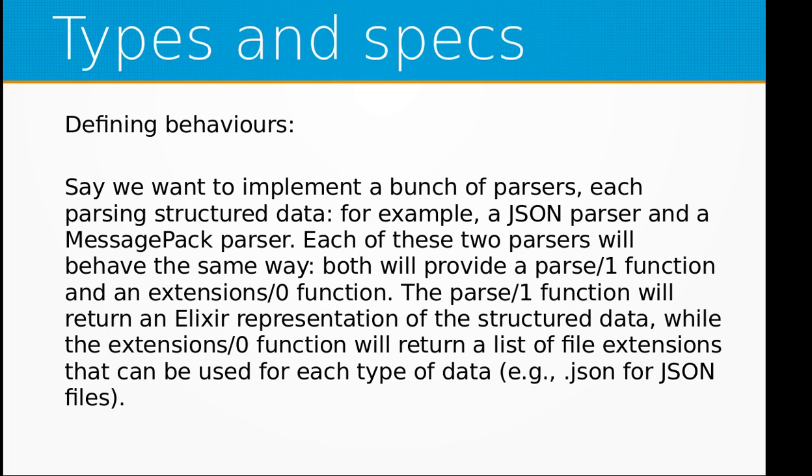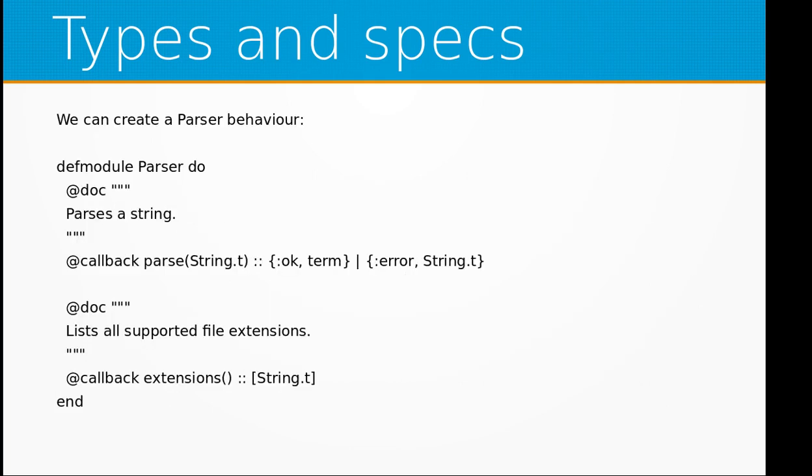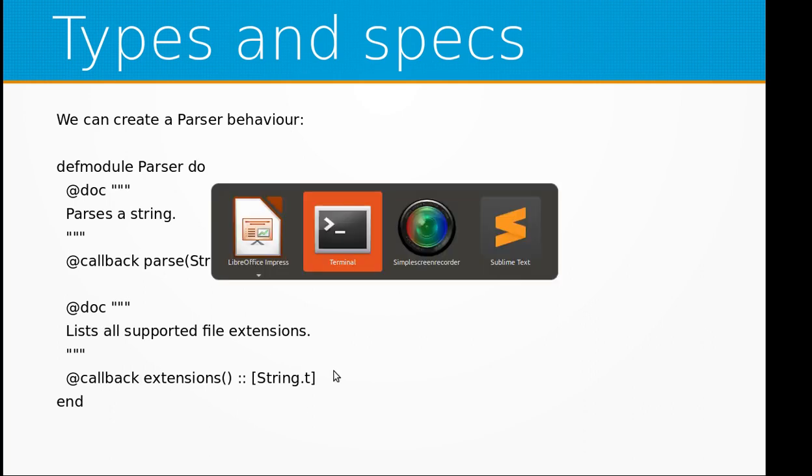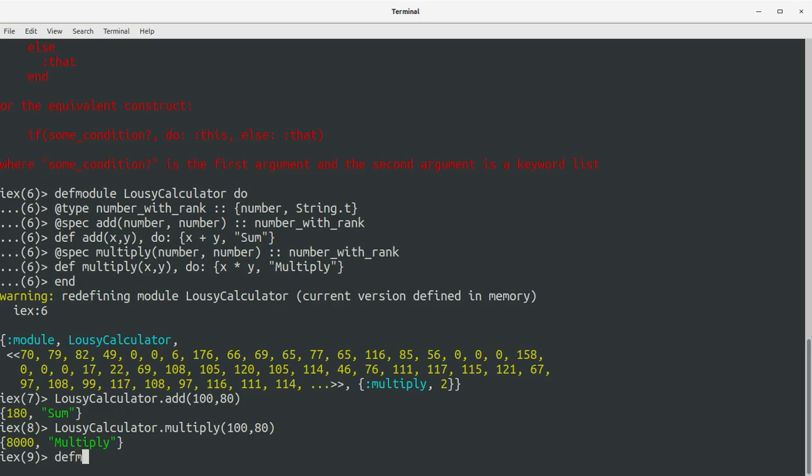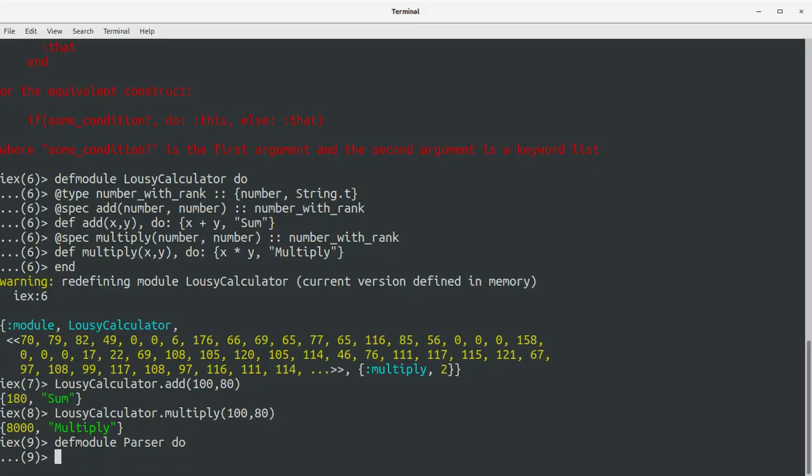The parse function will return an Elixir representation of the structured data, while the extensions function will return a list of file extensions that can be used for each type of data. For example, JSON for JSON files. Let's create a parser behavior. Let's create a module for this, and we need to call it Parser.